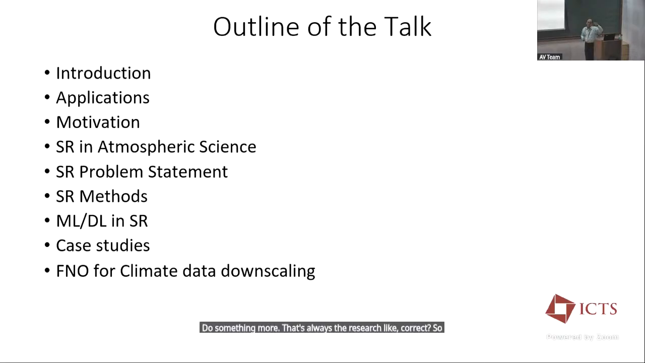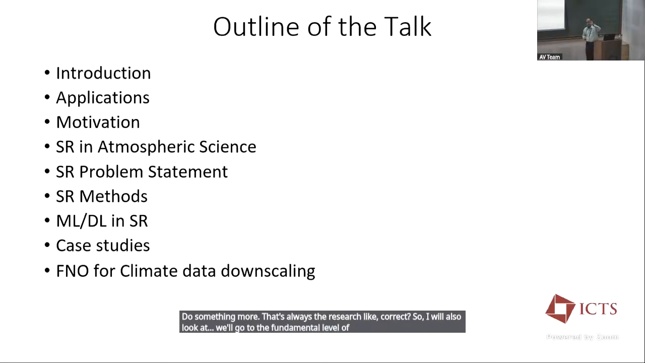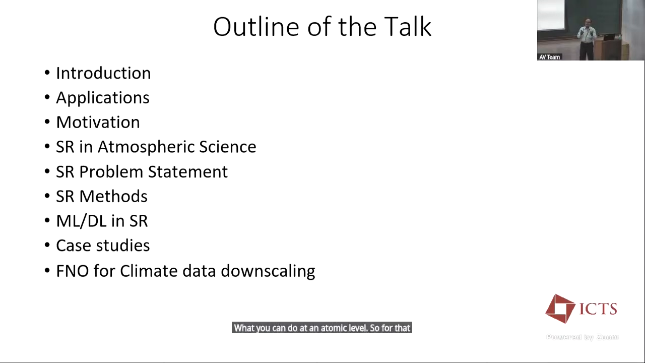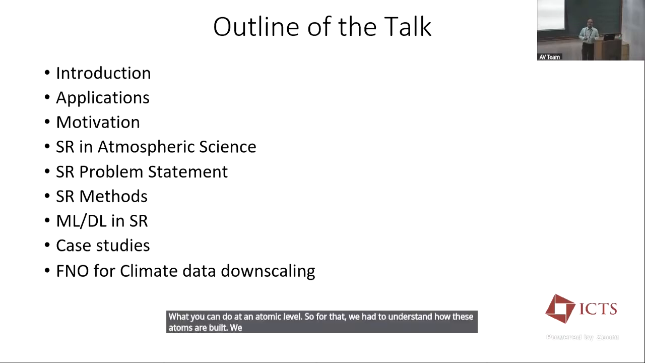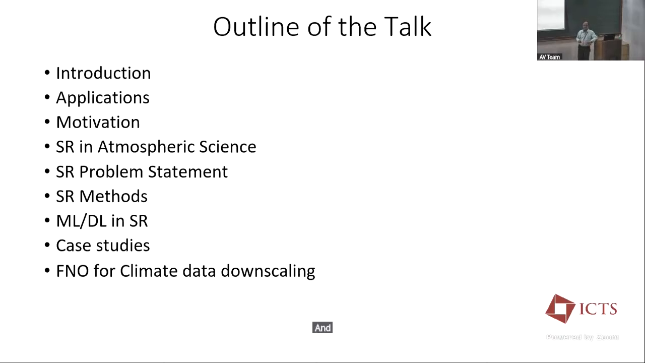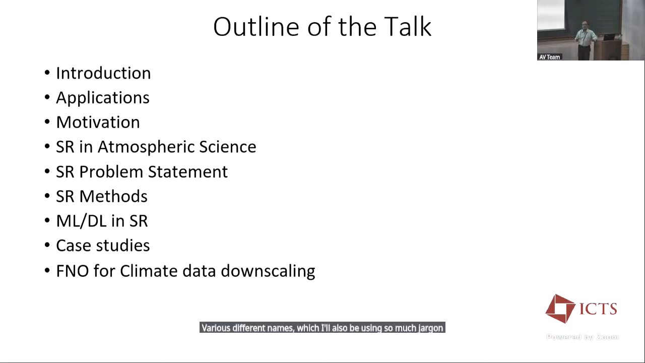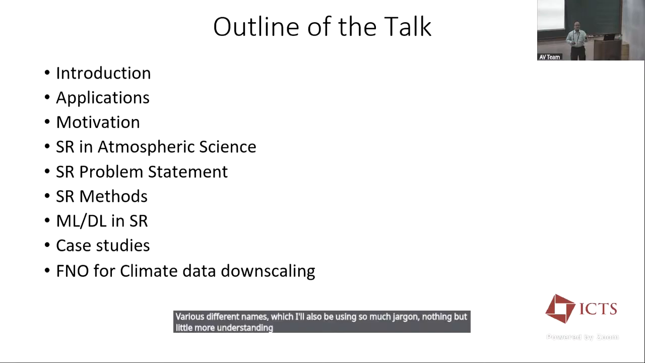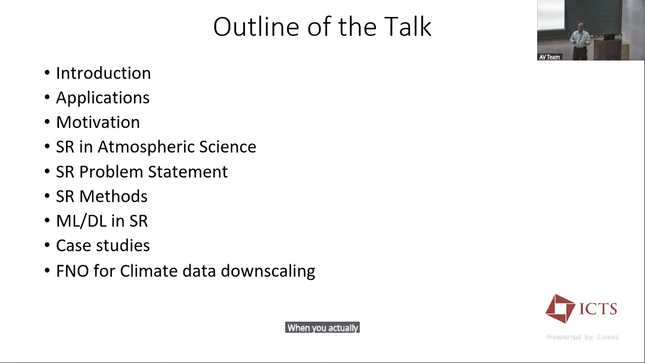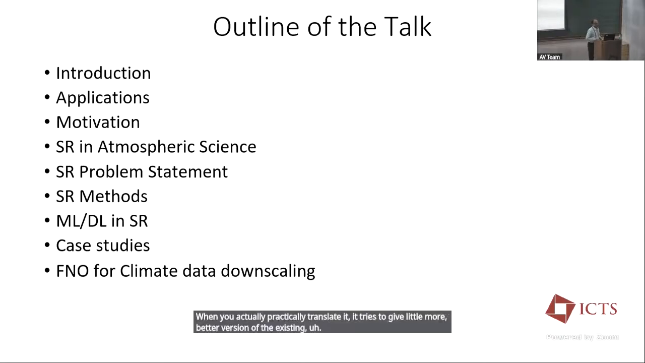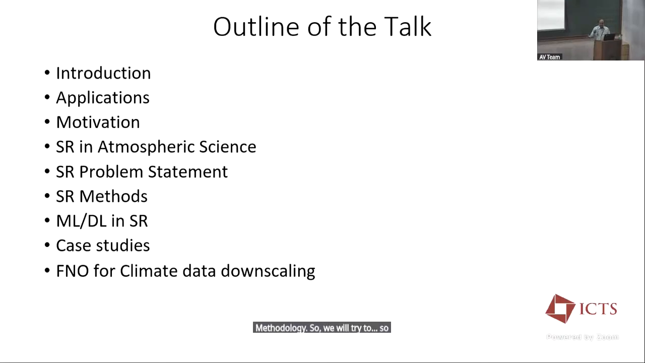So we'll also go to the fundamental level, the basic atomic level, of what a machine learning algorithm, especially in the context of deep neural networks, is. For that, we have to understand how these atoms are built. We will also get a glimpse of these atoms, and try to see to what extent the various versions of neural networks, with their different names, and I'll be using so much jargon, are nothing but a little more understanding at an atomic level. When you practically translate it, it gives a somewhat better version of the existing methodology. So we need to get a little more into the details.